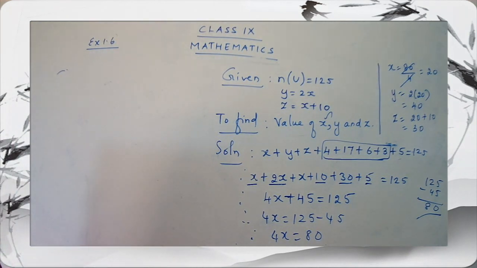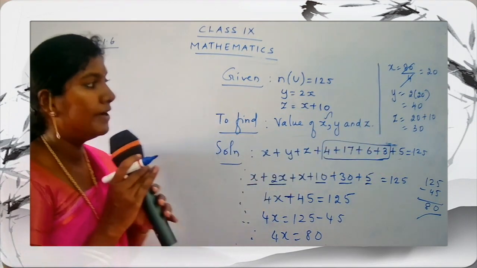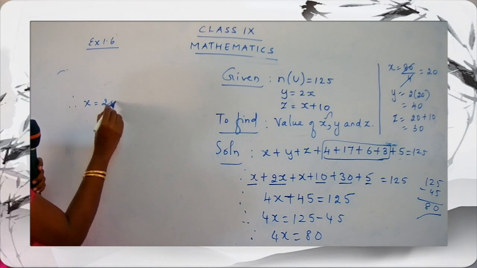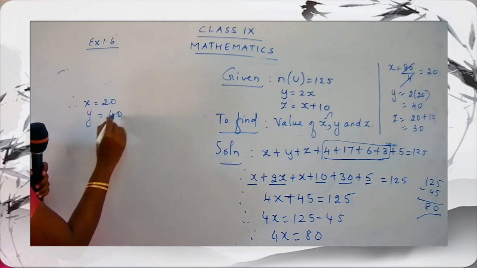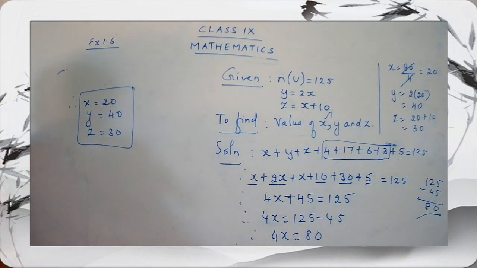Write on the value for x, write on the value for y, write on the value for z. Once you get all the values, you have to say the final statement. Therefore, x is equal to 20, y is equal to 40, and z is equal to 30. Highlight your answer. You have to highlight your answer. X is equal to 20, y is equal to 40, and z is equal to 30.